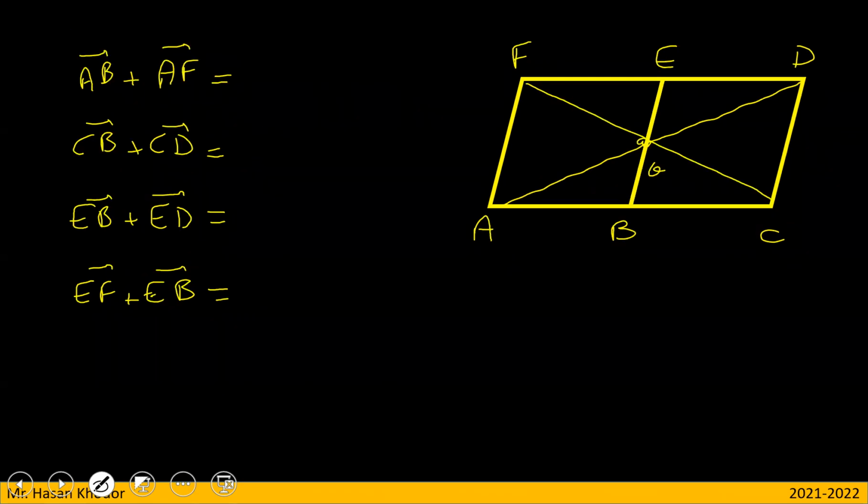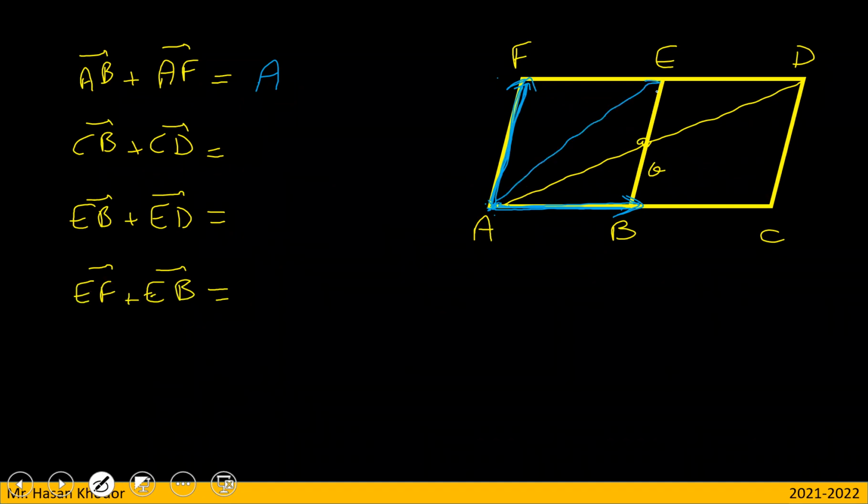Now, here we have vector AB plus vector AF. What is the answer? AE. Why? Exactly, the parallelogram rule. Here we have two vectors starting from the same origin, so we can add them according to the parallelogram rule, which says that if we are adding two vectors of the same origin, then the answer starts from the same origin A and is completed with the fourth vertex of their parallelogram. The parallelogram here is ABEF, so the answer will be AE, the diagonal AE.